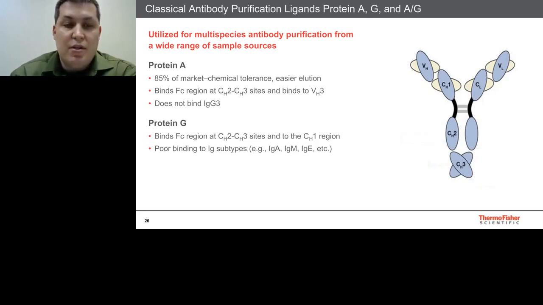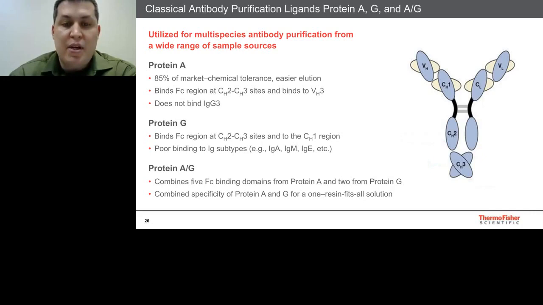For labs that are doing purification on a wide range of antibodies, protein AG offers an all-in-one solution. Protein AG is a chimeric protein that combines the 5 antibody binding sites of protein A and the 2 antibody binding sites of protein G for an all-in-one resin, allowing it to handle all purification options.